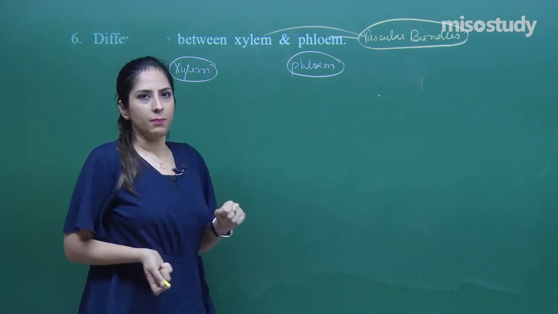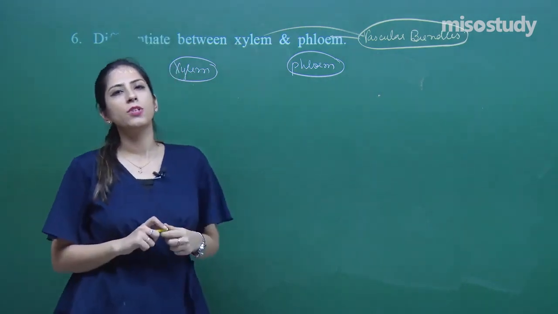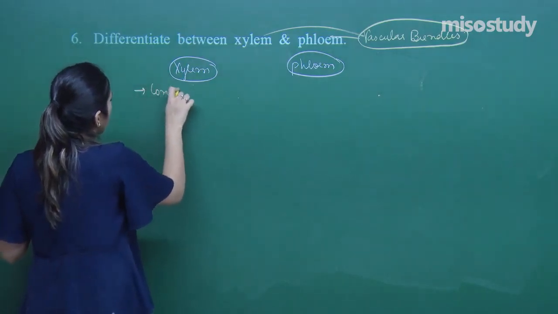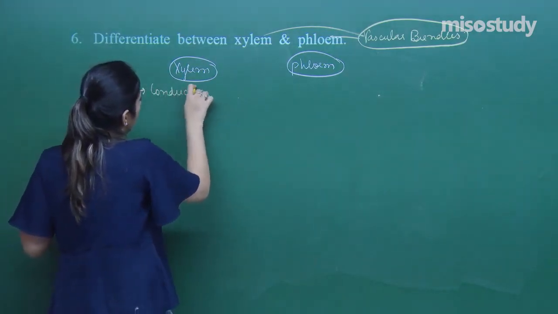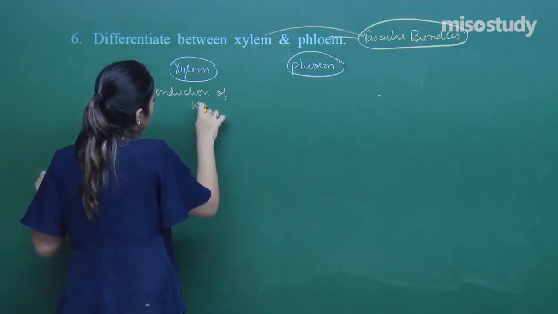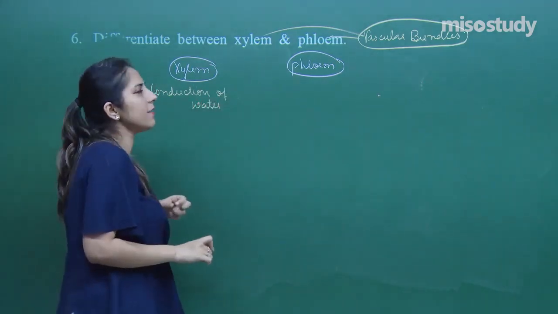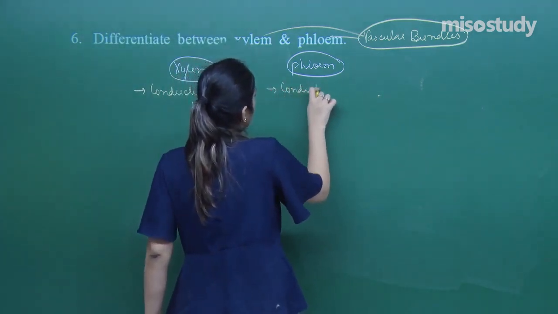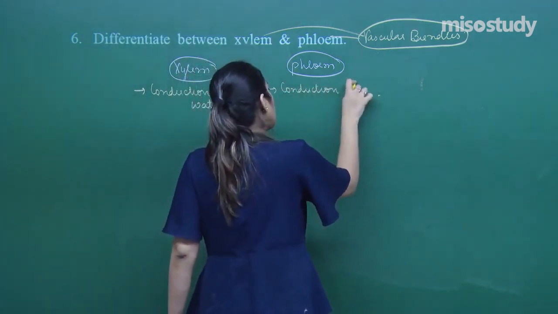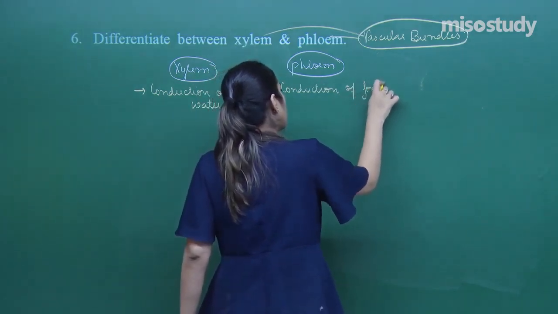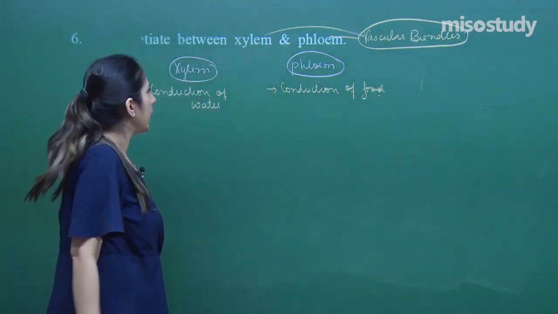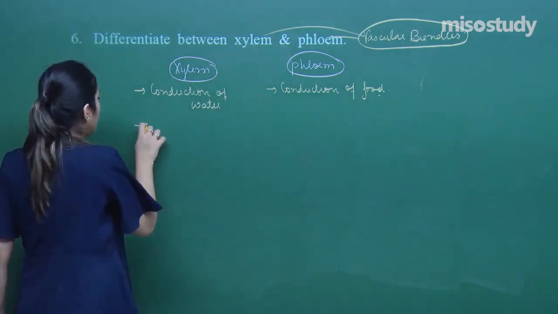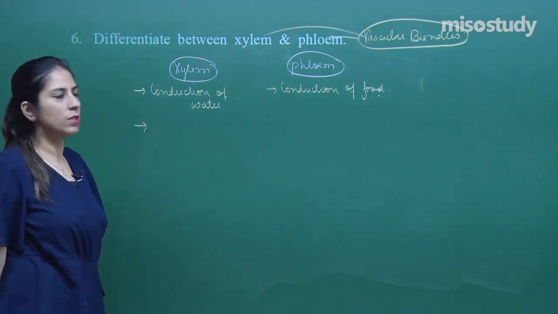To talk about xylem, first of all tell me what is the function of xylem. Function of xylem is the conduction of water. Whereas the phloem function is the conduction of food. Right? Xylem is further made up of different cells because these are complex tissues.